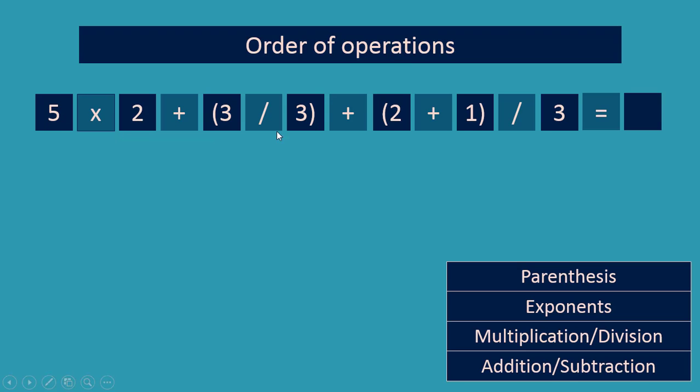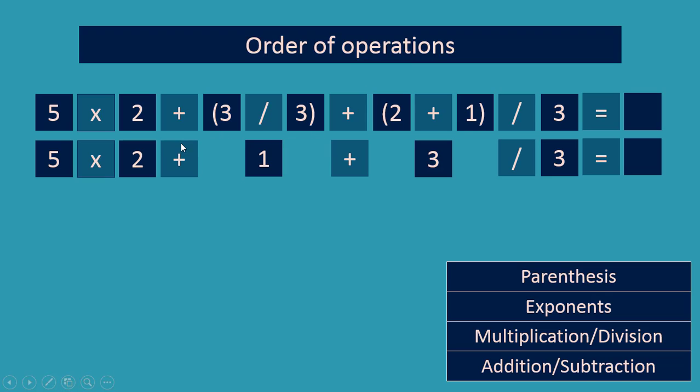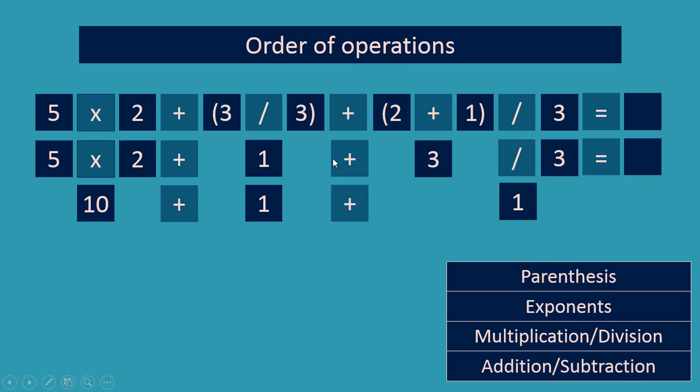Now I invite you to do the following exercise by yourself before I do it. The first thing we must do is eliminate the parentheses. 3 divided by 3 equals 1, and 2 plus 1 equals 3. The following is to eliminate multiplication and division, starting from the left. 5 times 2 equals 10, and 3 divided by 3 equals 1. Finally, we do the sums. 10 plus 1 equals 11, plus 1 equals 12.